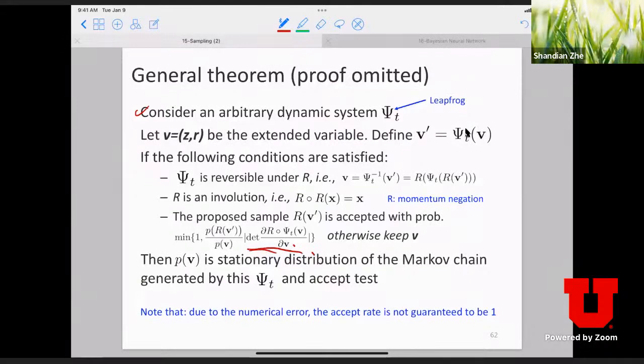But because you are using leapfrog, you're using numerical integration, the energy won't be preserved. So that means the joint probability of the end state and the joint probability of the initial state can be different. That means your acceptance probability is not guaranteed to be 1, but still, if you tune the leapfrog step size and number of steps, it can be very high.